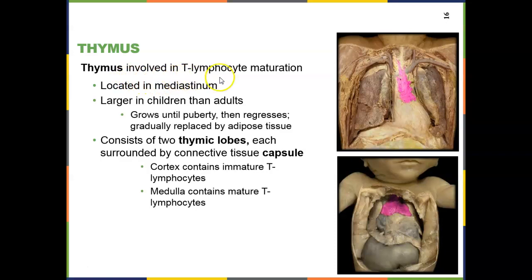So the thymus is involved in T lymphocyte maturity, and actually the name T cell or T lymphocyte comes from thymic lymphocyte. Okay, that's where it comes from. So once the lymphocytes are produced in the bone marrow, T lymphocytes move to the thymus, where they're then going to undergo multiple tests to make sure that they are mature and functional lymphocytes.